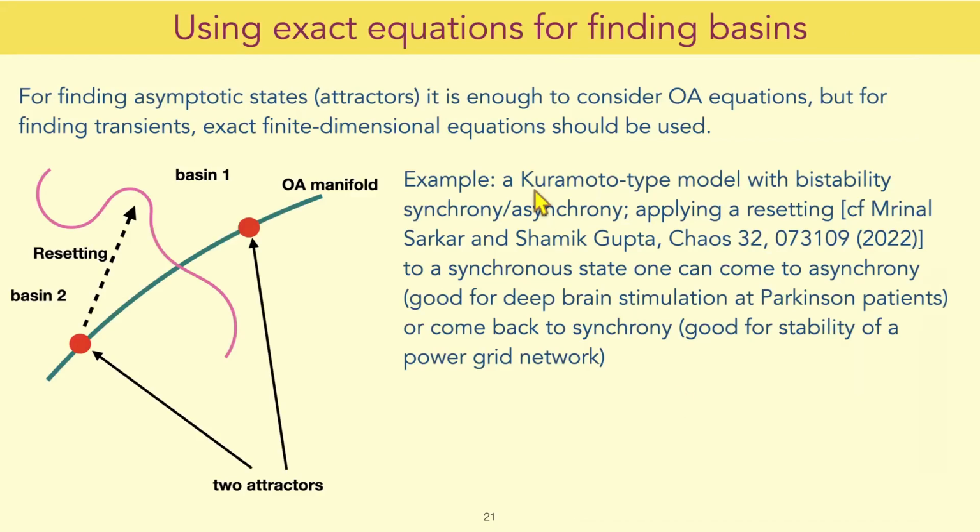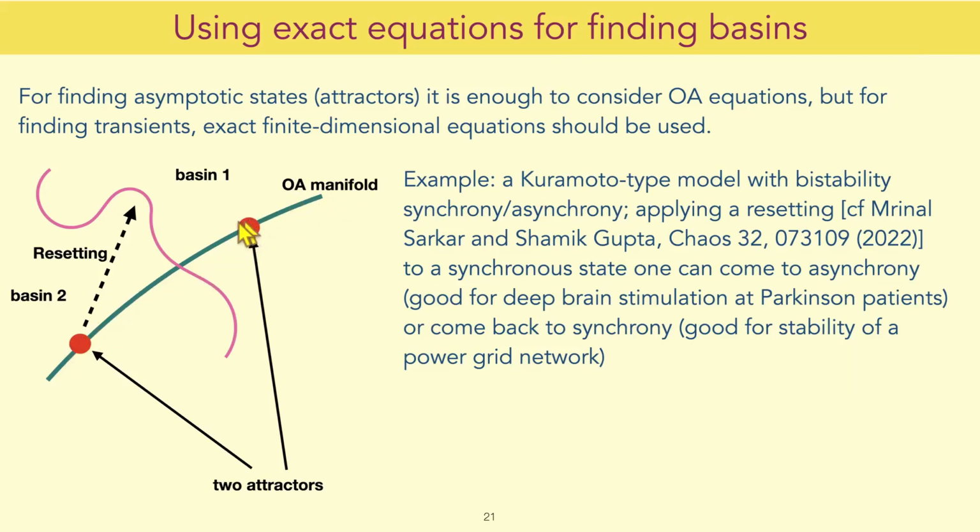Now, why is this approach useful, and where especially? In many cases, it is enough to consider the Antonsen equations because you are attracted to them. But here, our approach also allows us to find transients, so how you approach the Antonsen manifold. And it is especially interesting if there are several attractors, or say multi-stability, on the Antonsen manifold.